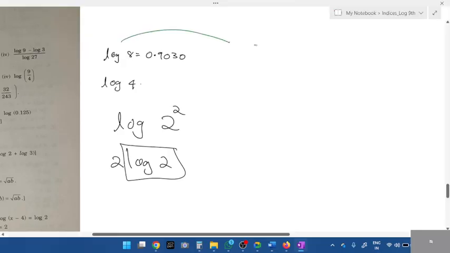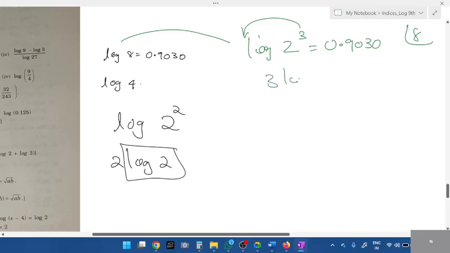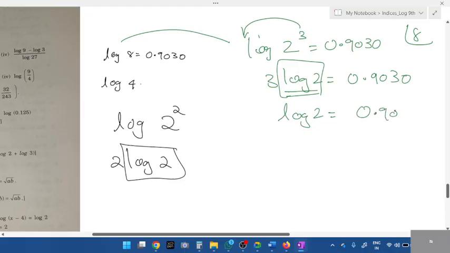Look, how do you convert log 8, students? Log 2 to the power of, factorize 8, 2 to the power of 3 is equal to 0.9030. What happens to the 3 if it goes to the other side? 3 log 2 is equal to 0.903. Our main target is to get log 2. What happens to the 3? 3 will get divided. When you divide, what's the answer for log 2? 0.3010.